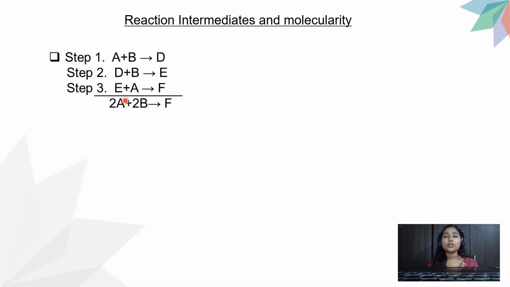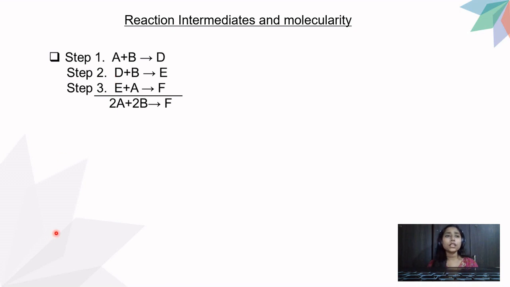The components which you observe, which are formed in the first or initial step and are immediately consumed in the second step, are nothing but your reaction intermediates. Reaction intermediates are the components which are formed in the first step and consumed in the second step.